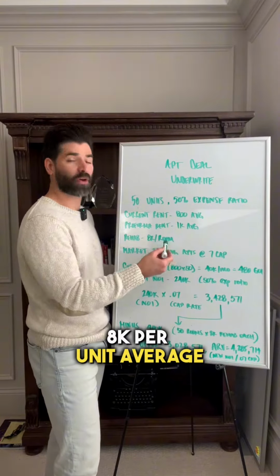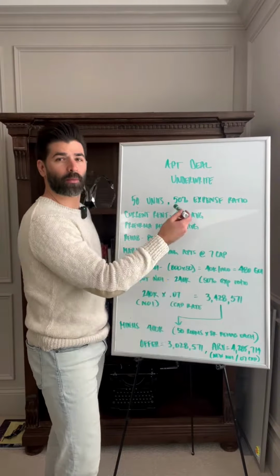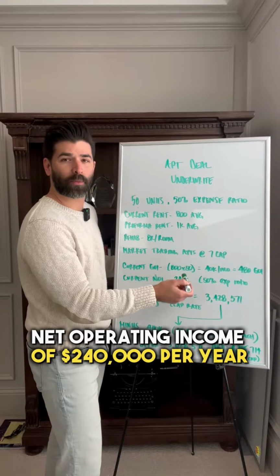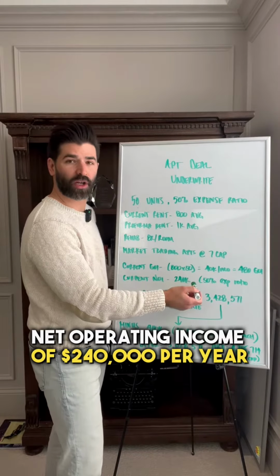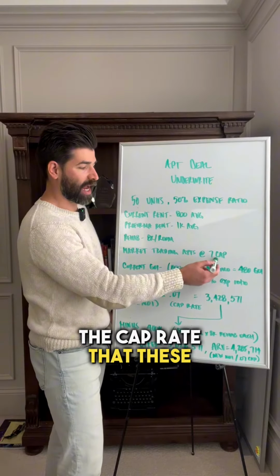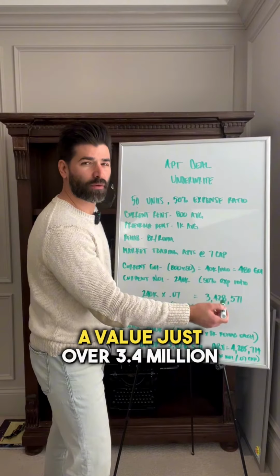The current annual gross income from this example property, 50 units, $800 a month, 40K a month, that's $480K a year. Remember, we have a 50% expense ratio, so that gives this property a current net operating income of $240,000 per year. We're gonna take 240K, the net operating income, and multiply it by the cap rate that these apartments are trading at, which is 7%, and that gives this thing a value just over $3.4 million.